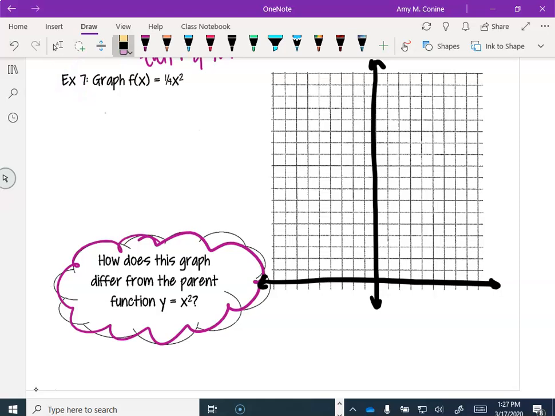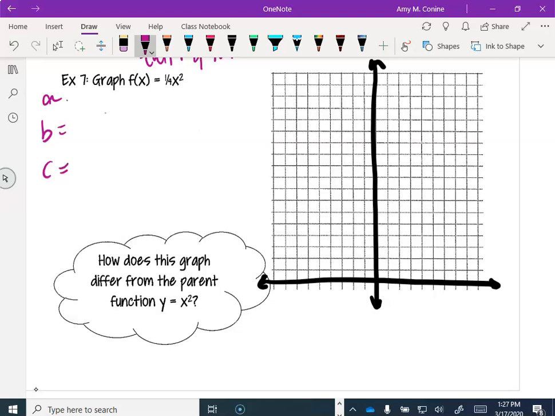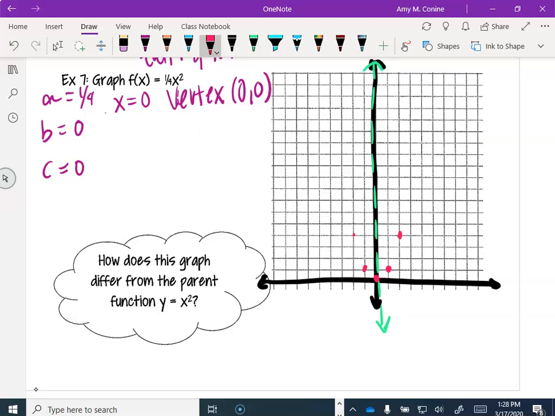And just like we did in the last problem, we're going to start with our ABCs. So A, B, and C are 1/4, 0, and 0. So far, it's pretty similar. Our axis of symmetry is still going to be in the middle here, so it's going to be the same. Our vertex is still going to be the same because it's that zero with the axis of symmetry. And again, I'm going to put in my parent function real quick so we can see 1, 2, 3, 4. We can see and compare.